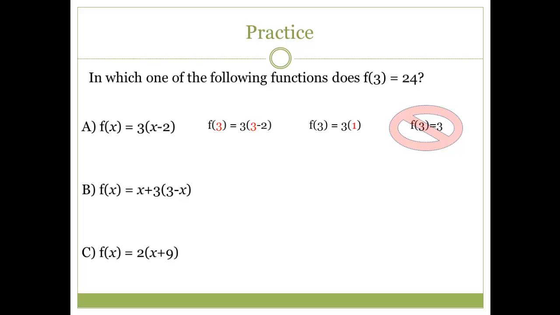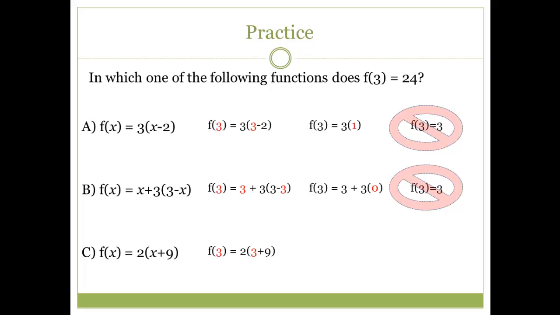Let's try B. After plugging in 3, you end up with 3 minus 3 in parentheses, which is 0. 3 times 0 is also 0, so our answer is just 0. Therefore, f of 3 equals 0. Still not 24, so the answer must be C. Let's work it out just in case. After plugging in 3, you get 3 plus 9 in parentheses, which is 12. Then 2 times 12 is 24, so f of 3 equals 24. That is the correct answer.